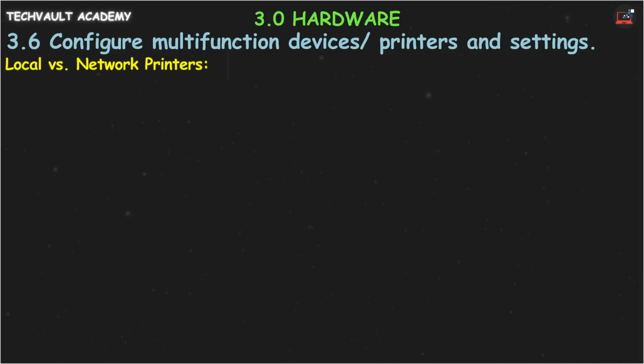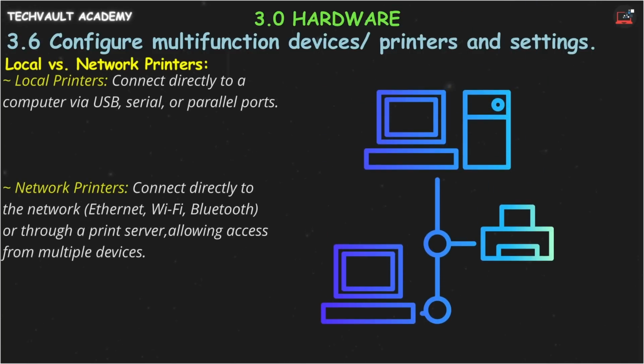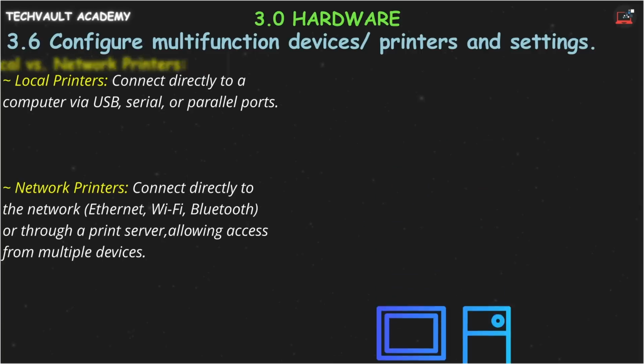Local versus network printers. Local printers connect directly to a computer via USB, serial, or parallel ports. Network printers connect directly to the network, Ethernet, Wi-Fi, Bluetooth, or through a print server, allowing access from multiple devices.